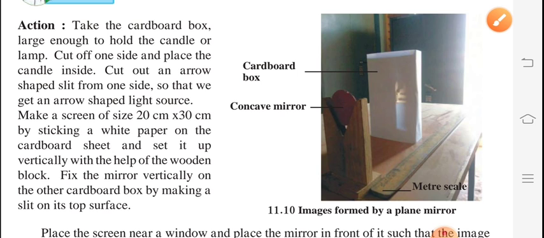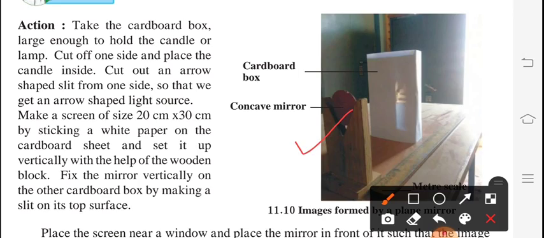Make a screen of size 20 by 30 cm by sticking a white paper on the cardboard sheet. We have to make a screen with a white paper and fix it vertically with the help of a wooden block. Fix the mirror vertically on the other cardboard box by making a slit on its top surface. You can observe here we have attached a concave mirror.